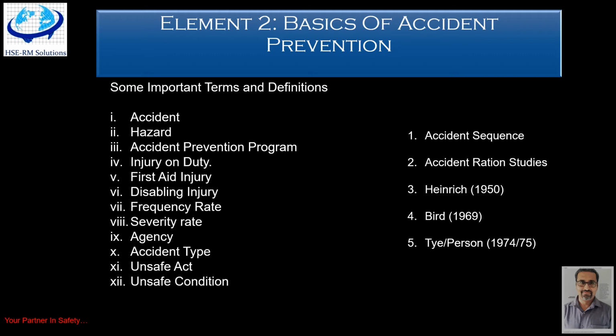Now comes the frequency rate. The number of disabling injuries per million man hours of employee exposure is what gives you the frequency rate. Usually people are very much confused about this. So how do we calculate frequency rate: number of disabling injuries multiplied by 10 to the power 6, that is per million man hours, divided by the total number of man hours worked in that period. Now this can be calculated by individuals also. It is very easy. How can we calculate it?